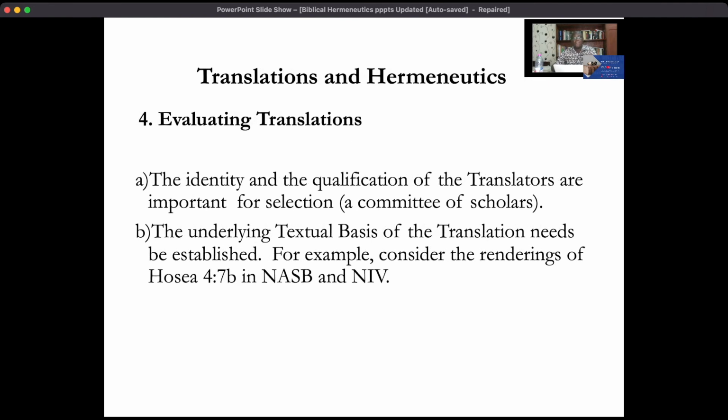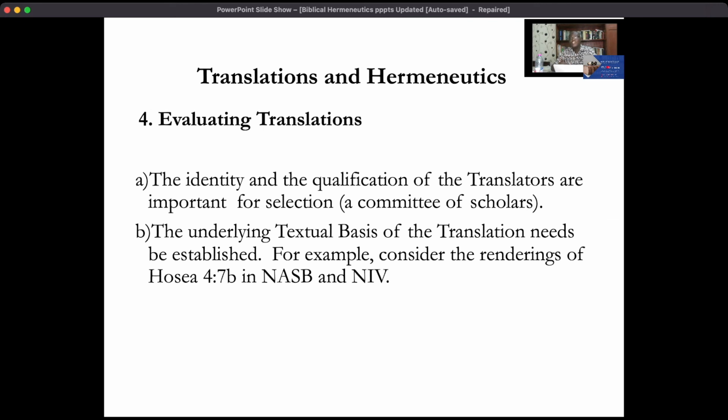Evaluating translations. The first thing to do is to identify the translators and know their qualifications. We have established that it is best to use a Bible translation that was done by a committee of scholars, but you must know their identity and their qualifications. The second thing is to know the underlying textual basis of the translation. Try to find out, and this is always clear in the preface of any Bible translation.